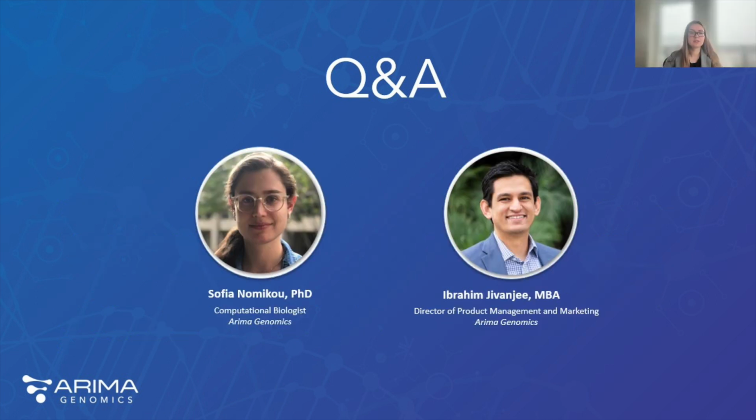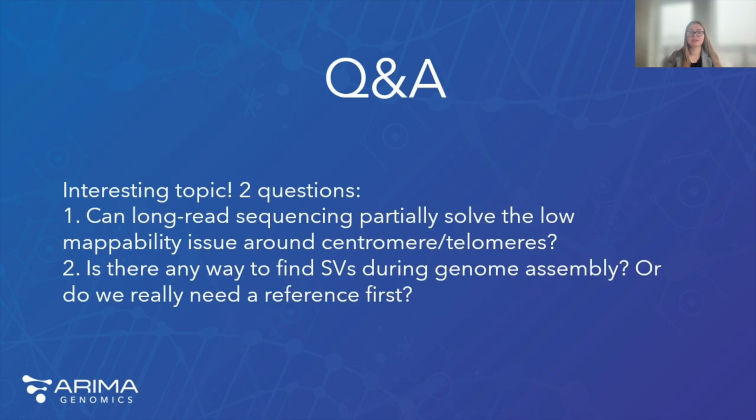All right, moving on, question from Jack, or I guess two questions. One, can long read sequencing partially solve the low mappability issue around centromeres and telomeres? And two, is there any way to find SVs during genome assembly, or do we need a reference first?